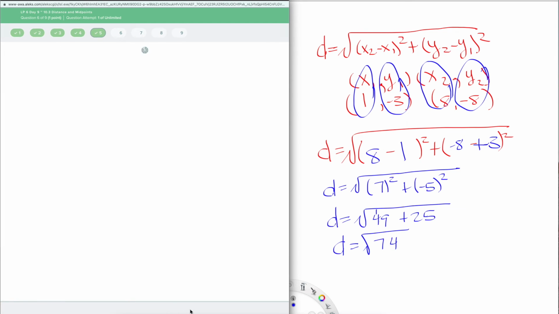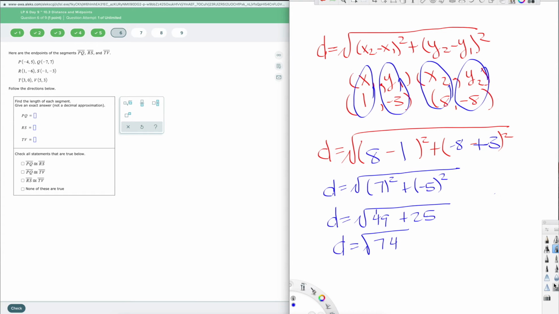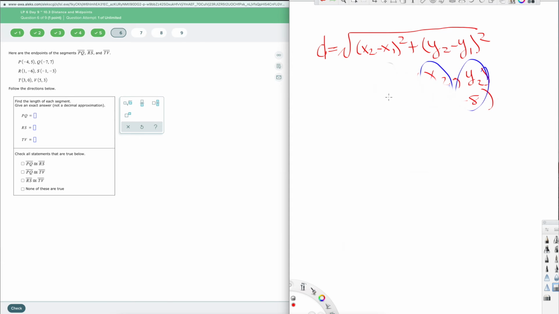All right, so I believe we're going to do the distance formula a couple of times now, so we're going to practice this a few times. Let me go back and rewrite my distance formula. Oh, you know what? I can get rid of that too.